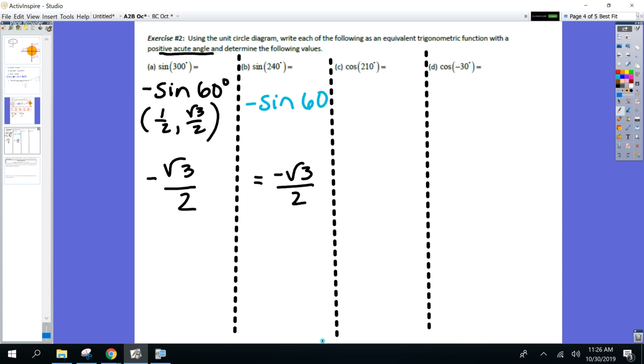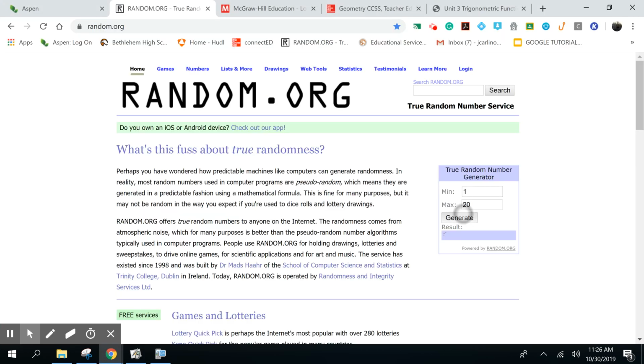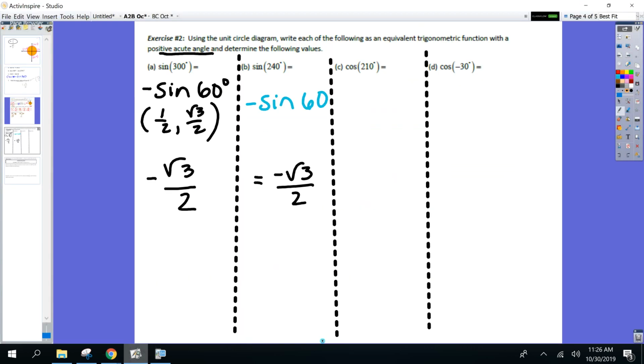210. Great. Where's 210? Not 30 degrees, just where is it? What quadrant? Quadrant 3. And what do I know about cosine in quadrant 3? It is negative. Everything's negative. So I'm going to say negative cosine.